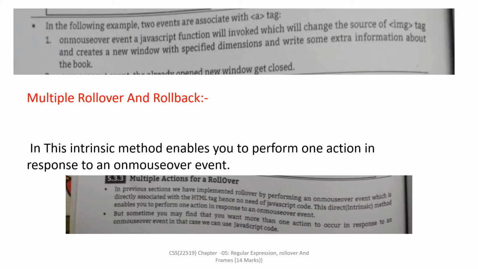In this mouse over event we can change or invoke the image. So this intrinsic method enables you to perform one action in response to an on mouse over event. In the previous section we implemented rollover by performing the on mouse over event, which is directly associated with the HTML tag. Now in this function, we have a direct method to perform one action in response to the on mouse over event.